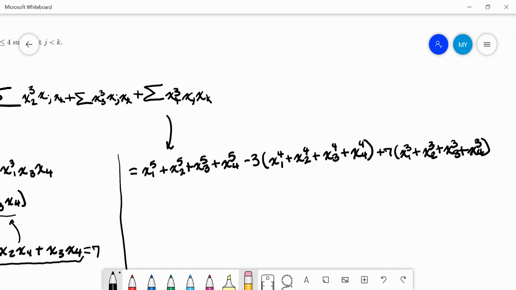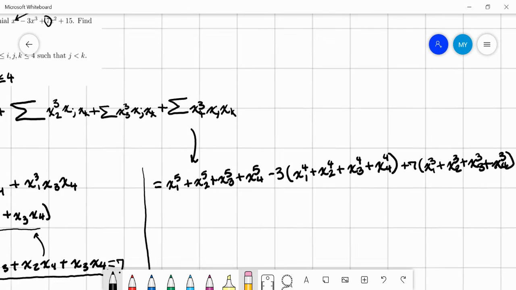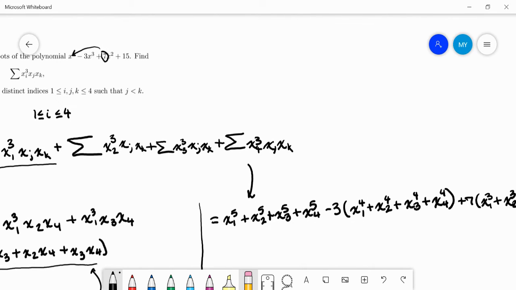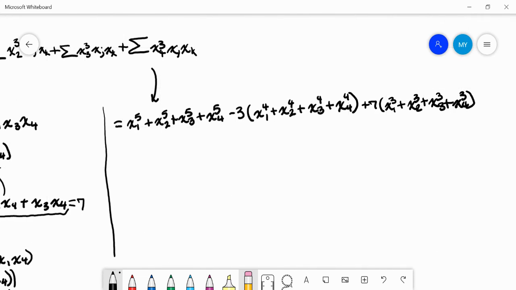Alright, so what do we do now? Well, what's bugging the most here is these fifth powers. These fifth powers are really annoying because it doesn't seem like you can compute them easily. But remember what we have here. We have that x1, x2, x3, and x4 are the roots of this polynomial. So let me just erase the arrow so you can see it more clearly. We have it that they are the roots of this polynomial. So what does this mean?